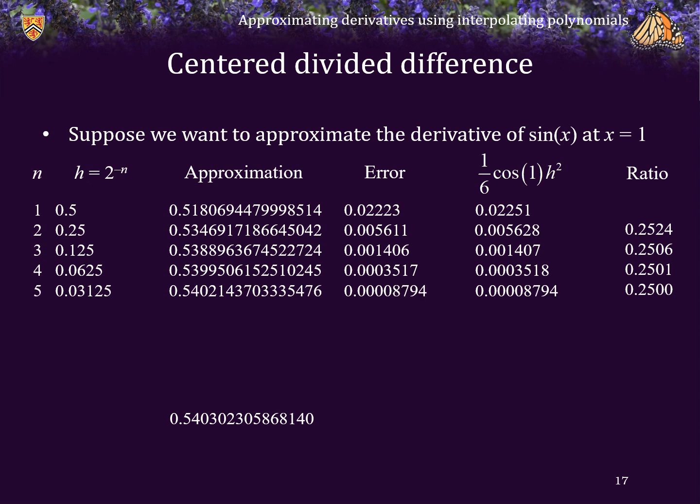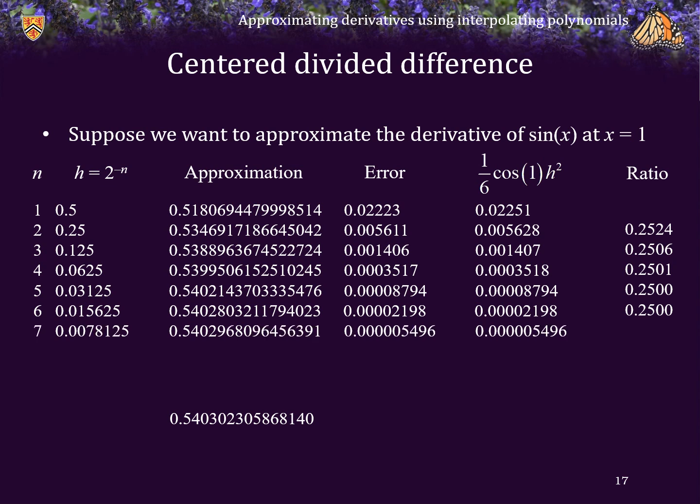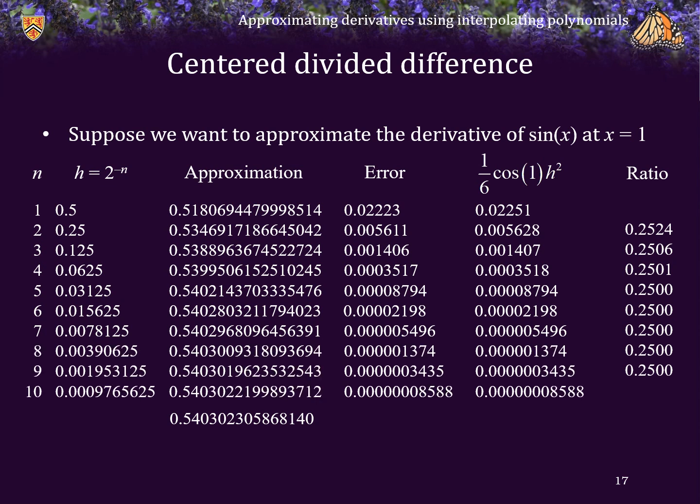So basically, subtractive cancellation has not yet occurred, and we are getting a reasonably good approximation. At this point, we probably don't need to continue, but let's carry on to 2 to the negative 10. And again, the error continues to drop by a factor of 4.